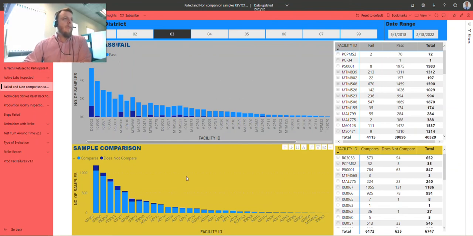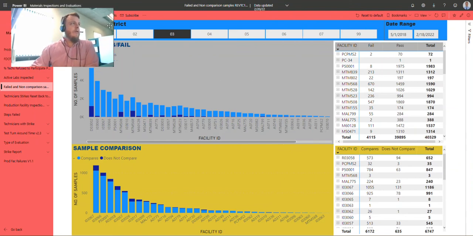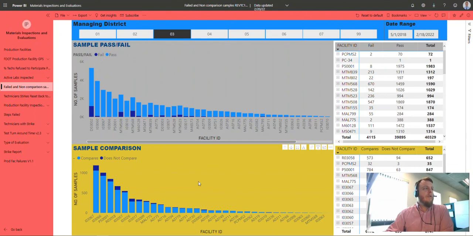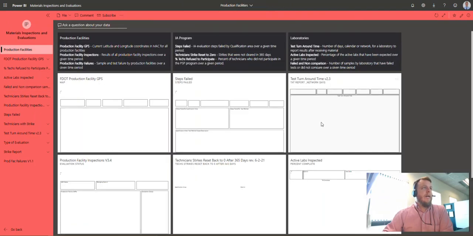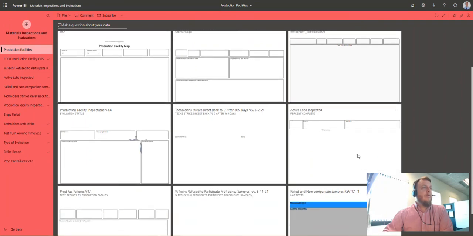So again, for our inspectors in the field and the districts going around, you've got an idea of maybe which test methods to look at or what to evaluate equipment-wise based on how they're performing, either failing test methods or not comparing in those comparison packages. And those are the current reports we have for evaluating laboratories.